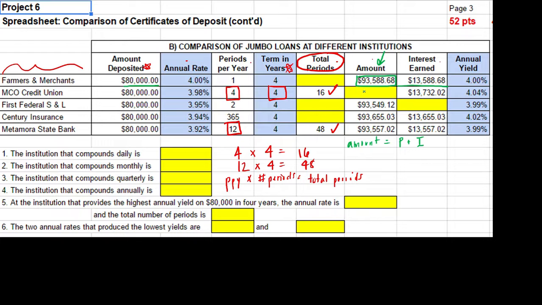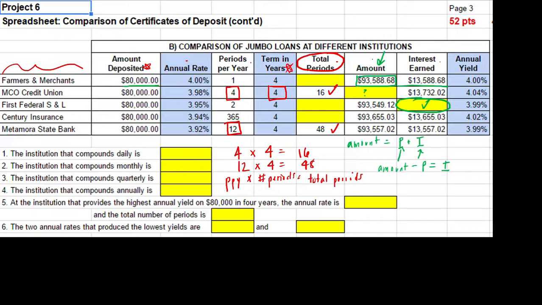So, if I didn't know the amount here, all I would have to do is take the principal for MCO Credit Union and the interest for MCO Credit Union and add them together, and that would give me the amount. I can also solve for interest using this equation, right? So if I know the amount for First Federal S&L and I know the principal, I can subtract, right? If I do amount minus principal, that will give me the interest, and I can solve for that box. So that's how you handle the table.